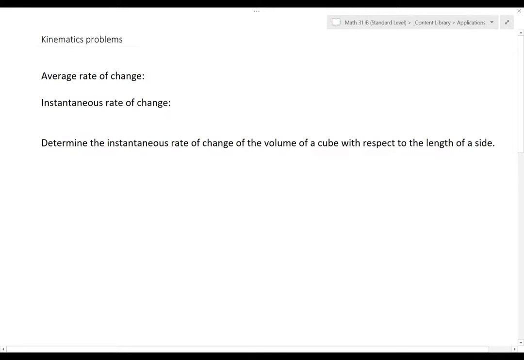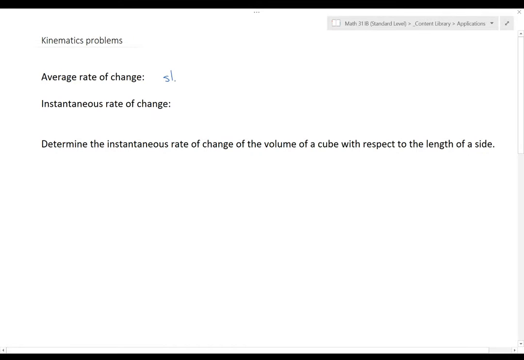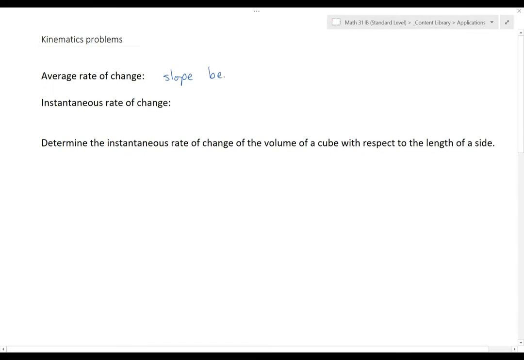Hello. In this video, we're going to look at some kinematics problems, that is, problems that have to do with rates of change, speed, acceleration, that sort of thing. So first, we're going to distinguish between two different kinds of rates of change. If we're looking for an average rate of change, we're looking for a slope between 2 points, basically. So a slope between points where we have a change in distance over a change in time, for example.